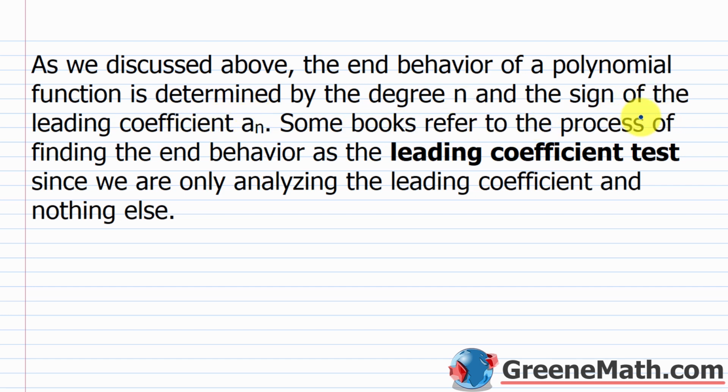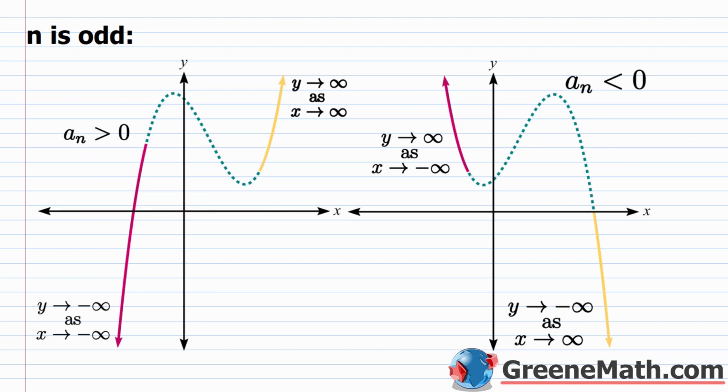Some books refer to the process of finding the end behavior as the leading coefficient test. You will definitely see that, since we're only analyzing the leading coefficient and nothing else. You don't have to worry about anything else in that process. So this is a good image just to get a recap of what's going on. So let's say that your n is odd and your a sub n, your leading coefficient, is positive. Again, we saw an example of this one earlier. Well, y is going to approach negative infinity as x approaches negative infinity, and y is going to approach positive infinity as x approaches positive infinity.